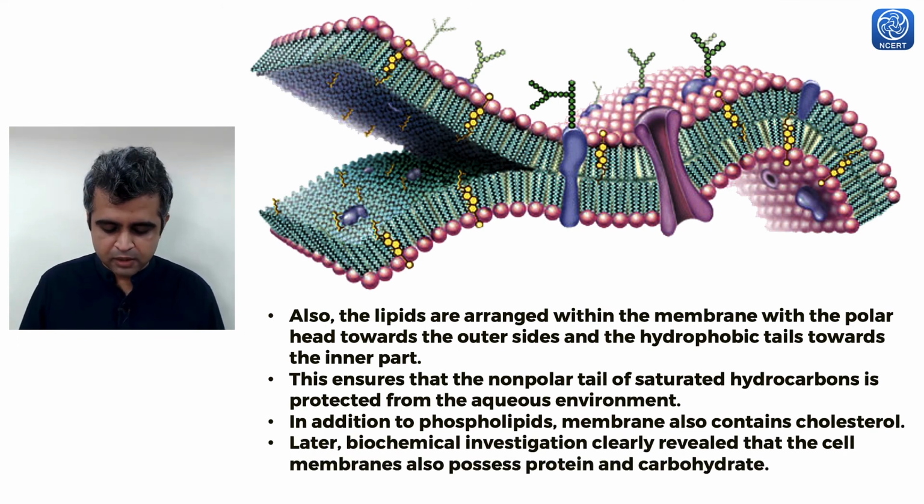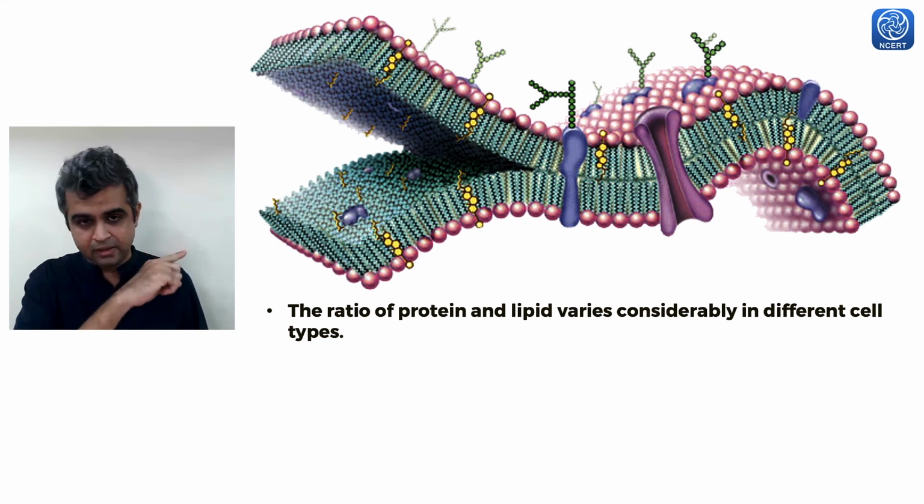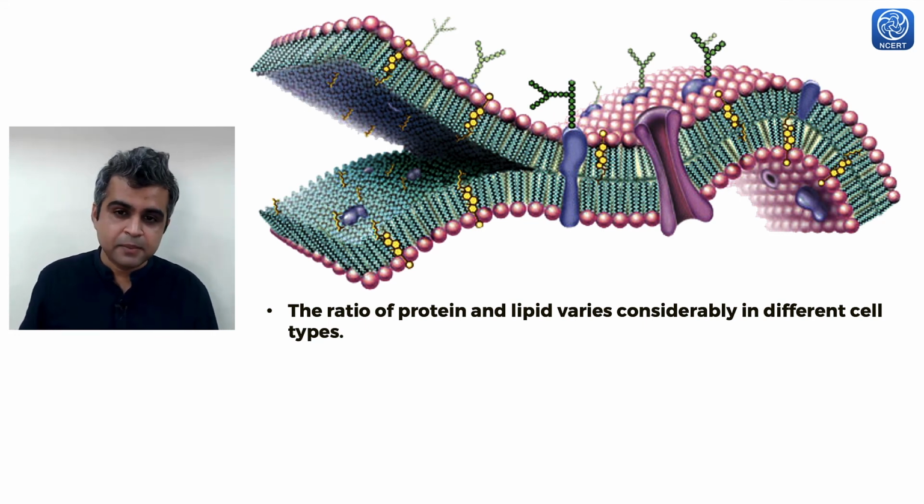Later, biochemical investigations clearly reveal that the cell membrane also possesses protein and carbohydrates. So phospholipid और cholesterols है, proteins and carbohydrates भी है. So all these things are together forming the phospholipid bilayer, plasma membrane. The ratio of protein and lipid varies considerably in different cell types. So plasma membrane हर एक सेल का ऐसा ही दिखेगा, but उसमें कितने प्रोटीन्स है, कितने लिपिड्स है, कोलेस्ट्रॉल कितना है, will vary from cell to cell. लिवर के सेल में कितना होगा will be different than RBC में कितना होगा. So the ratio of lipids and proteins varies considerably in different cell types.